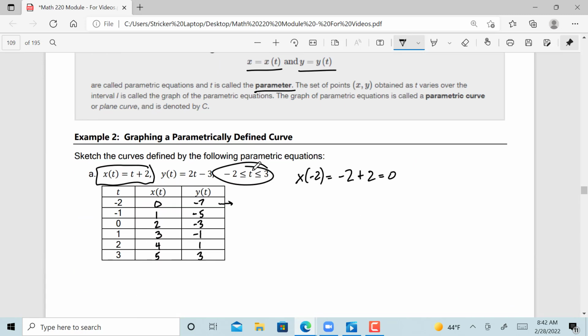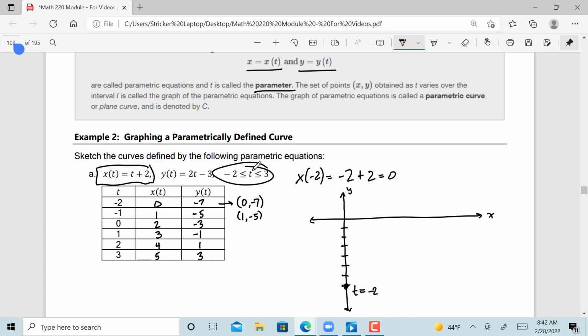So when t is equal to -2, that's going to make the point (0, -7). And when t equals -1, that makes the point (1, -5). So let's go ahead and plot this and see what we get. I'm going to draw my x and y coordinate axes. Here's y, and here's x. Our first point is (0, -7). There's (0, -7). That, of course, is t equals -2.